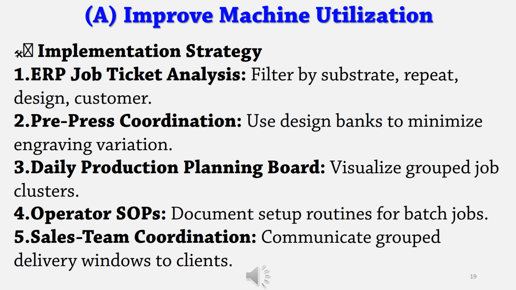Daily production planning board. Visualize group job clusters. Operator SOP. Document setup routines for batch jobs. Sales team coordination. Communicate group delivery windows to clients. So finally, you also have to convey to the sales team, and the sales team has to convey to customers about the delivery timeline.